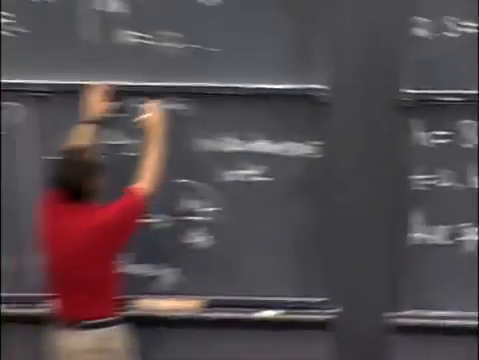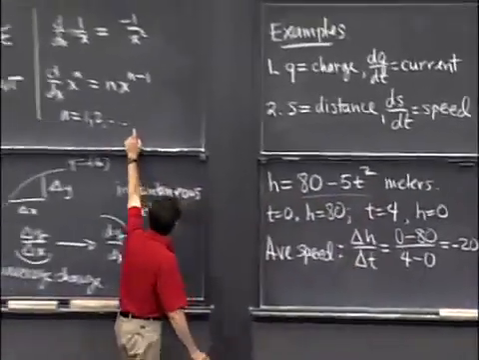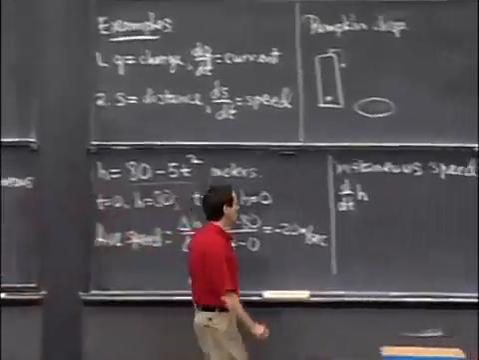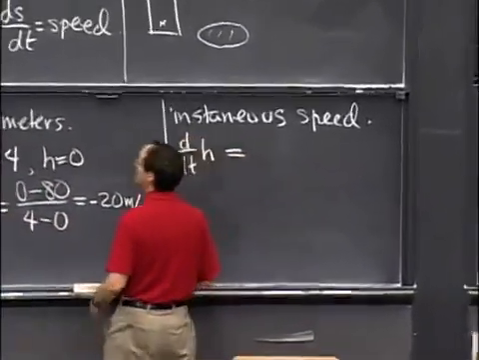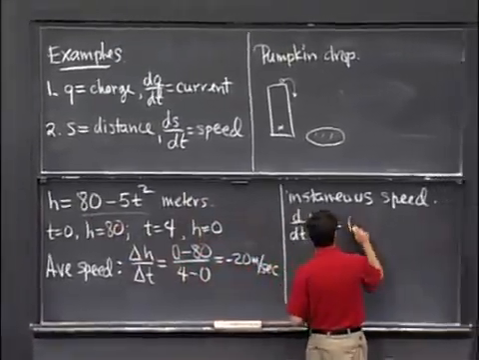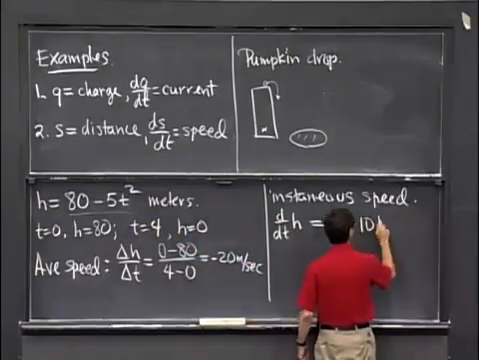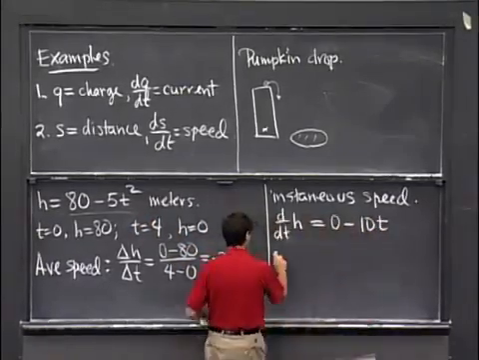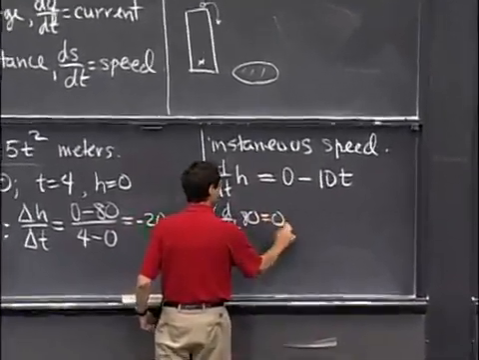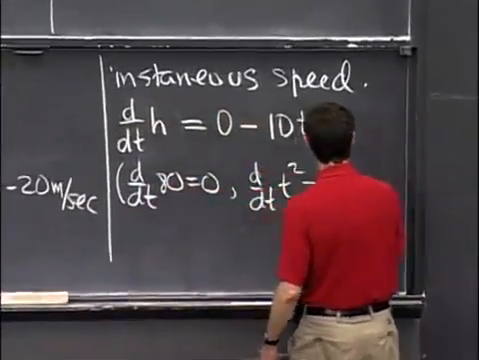Now remember, we have formulas for these things. We can differentiate this function now. We did that yesterday. So we're going to take the rate of change, and it's just the rate of change of 80 is 0 minus the rate of change for this minus 5t squared. That's minus 10t. So that's using the fact that d by dt of 80 is equal to 0, and d by dt of t squared is equal to 2t.